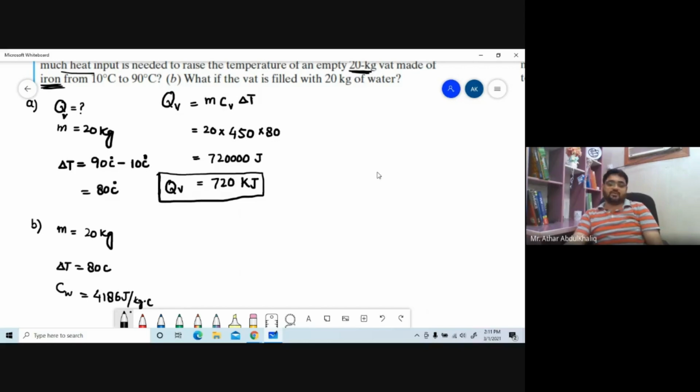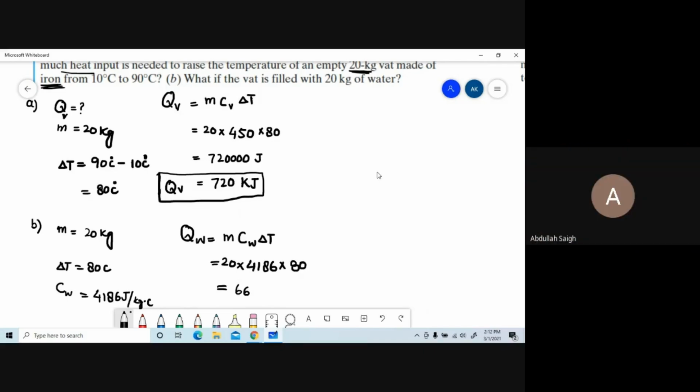Now, how much heat is required now to increase the temperature of water? Q is equal to m c delta T. m is here 20, c is here 4186 for water. Increase in temperature is 80. Wait, it could be 6697600.